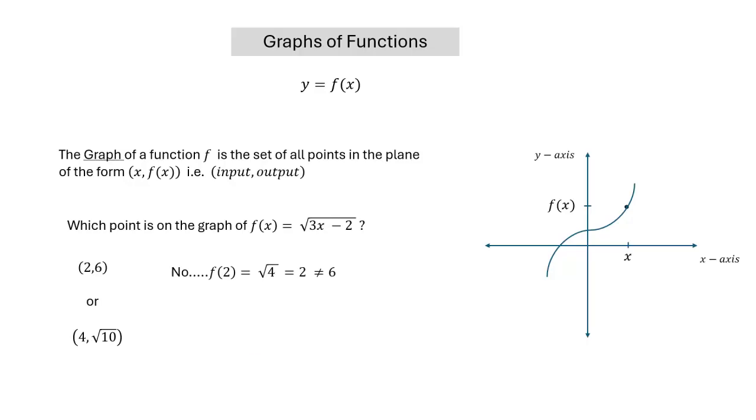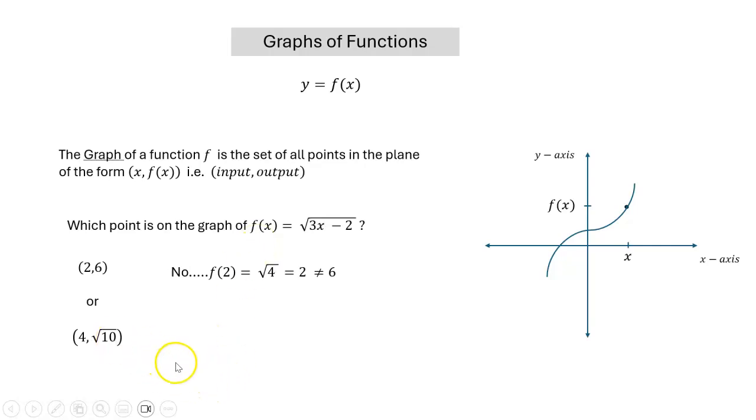Okay, we're back. If you said (2, 6) is not on the graph, then you were right, because when I plug 2 into the function, I'm going to get the square root of 4, right? 3 times 2 is 6, minus 2 is 4, and that's 2, which is not 6. So this point is not of the form input, output for this function f.